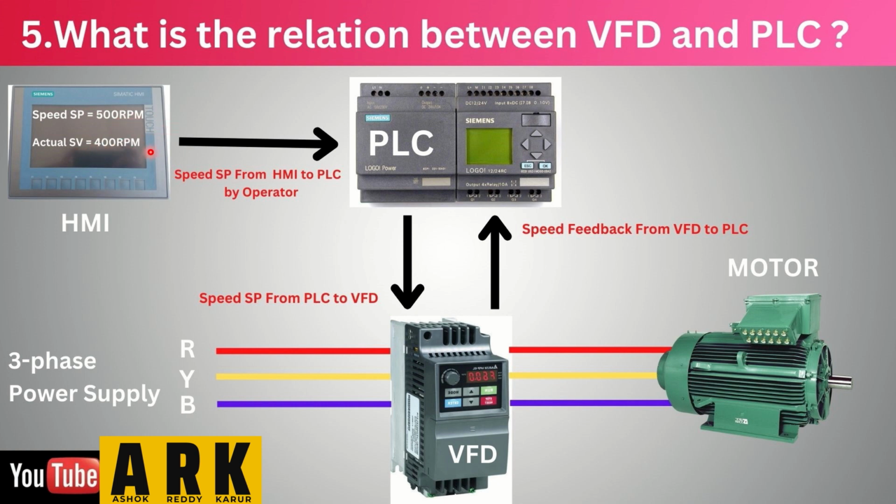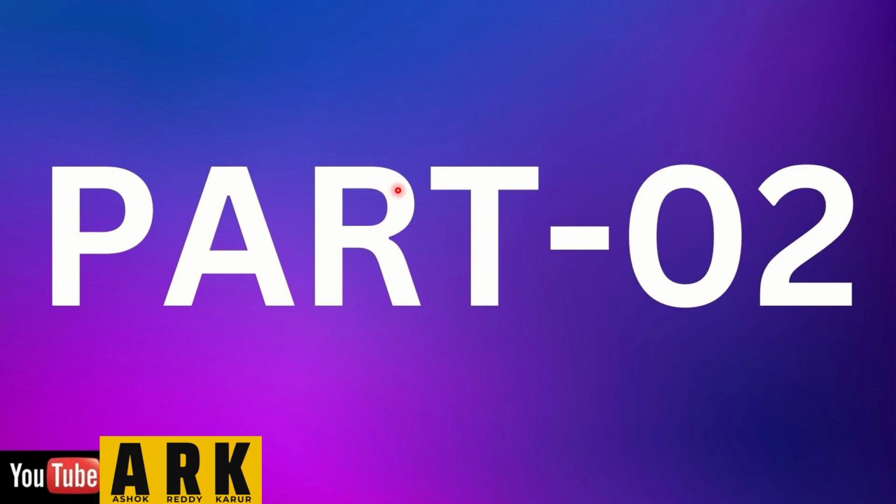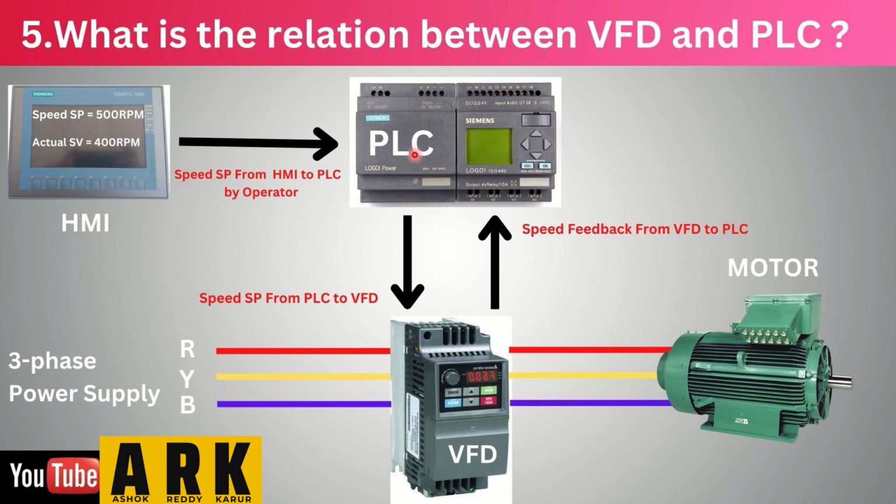Before, the motor was running at 400 RPM, and I want to increase the speed, so I will give 500 RPM. The speed set point goes from the HMI to the PLC by the operator. The operator gives the set point and then the PLC takes it. The PLC will calculate for 500 RPM how much current it should give. Then the speed set point goes from the PLC to the VFD, the signal being sent as an analog output.